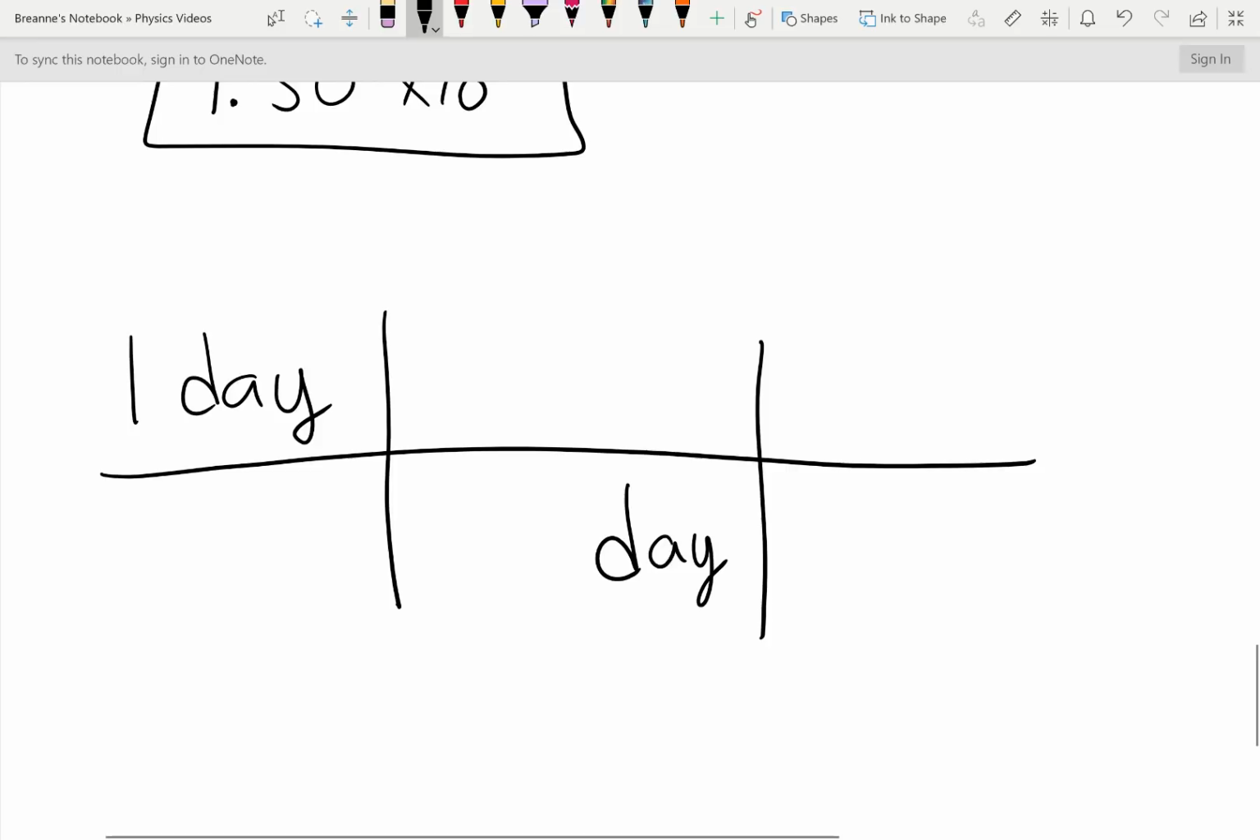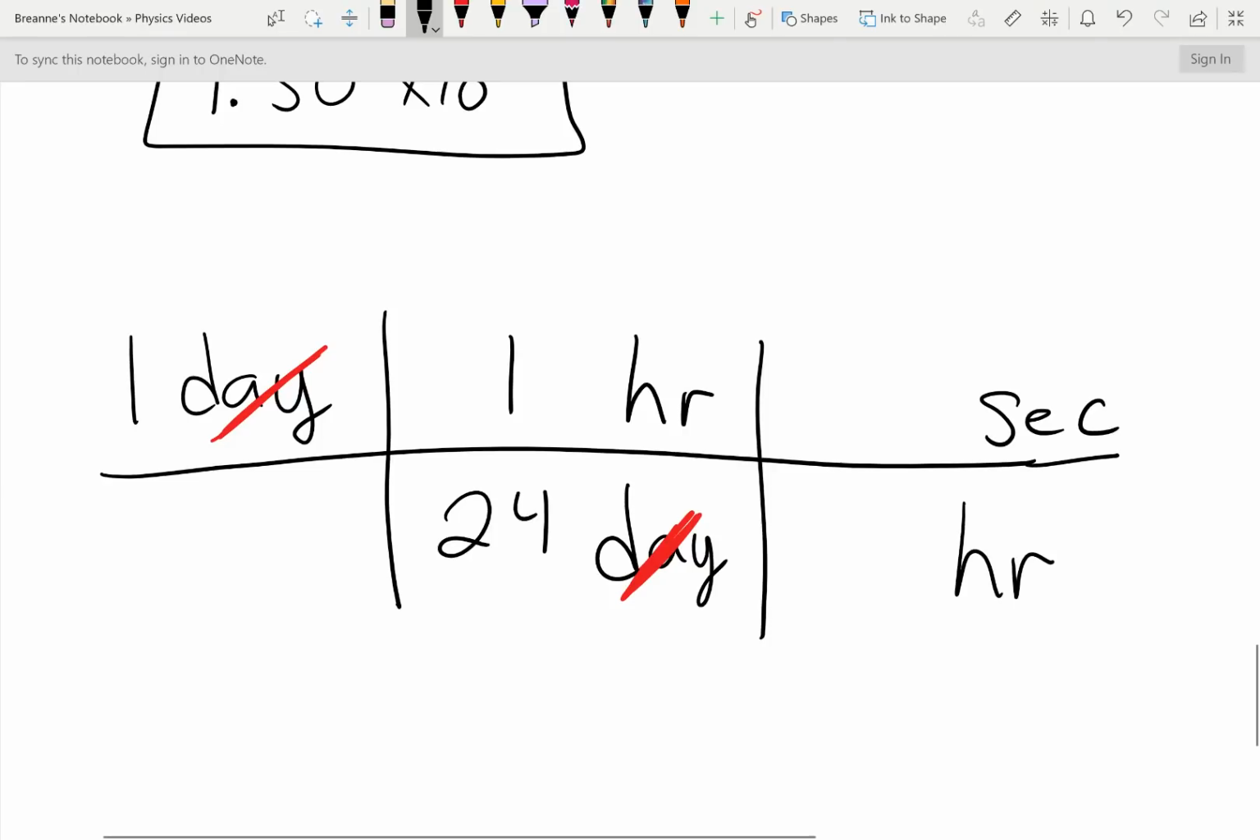But we're wanting seconds. I don't know how many seconds are in a day, but I know how many hours are in a day. So 24 hours in one day. This day cancels, and this day cancels. So we're just left with hour. But we don't want hour. So hour again gets shunned to the bottom. If you look on your conversion chart, it tells you how many seconds are in an hour. So you know how many seconds are in an hour. Again, this cancels because of this. One on top, one on bottom. They cancel.